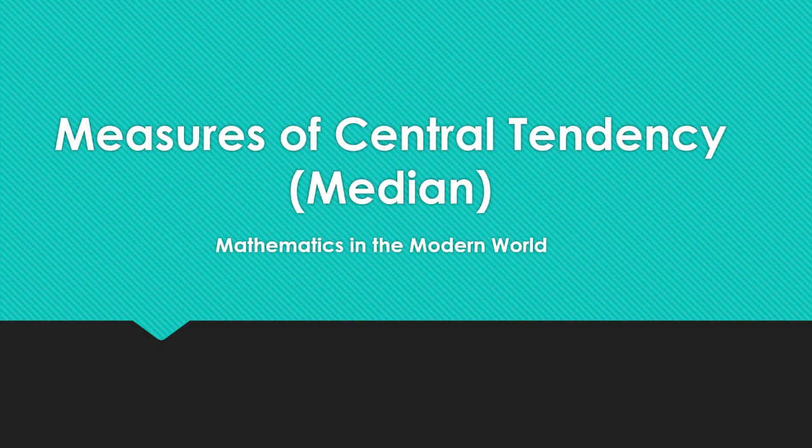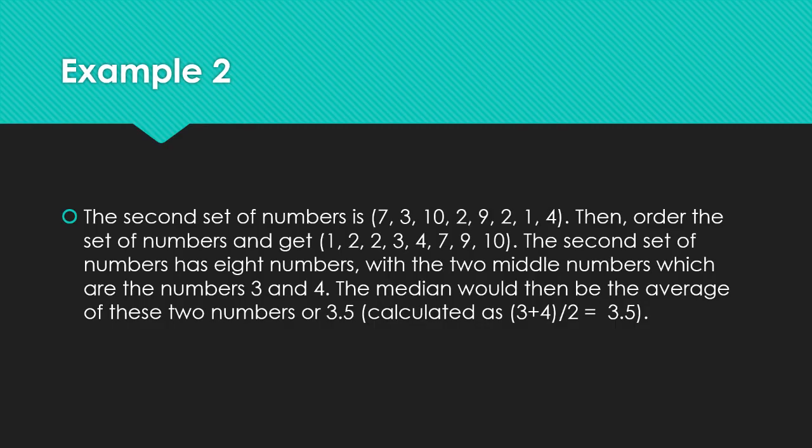So what does one do when there is an even number of values in a set? Then, the median is the average of the two middle numbers. So we have here the second example of a set of numbers to show this principle. The second set of numbers is 7, 3, 10, 2, 9, 2, 1, and 4.